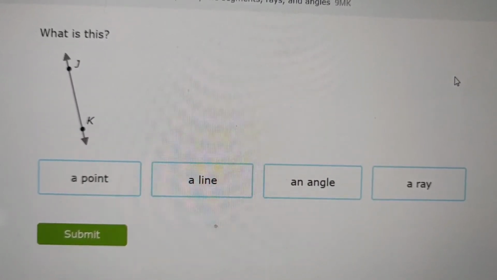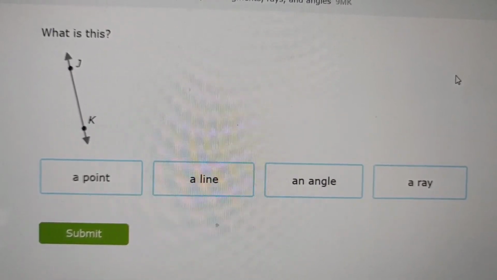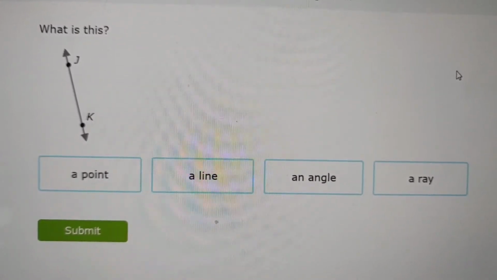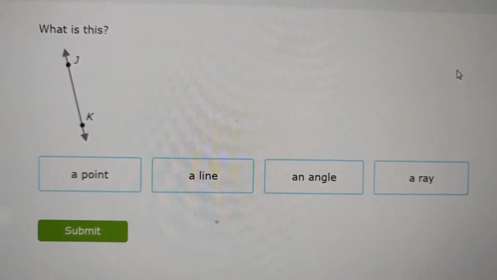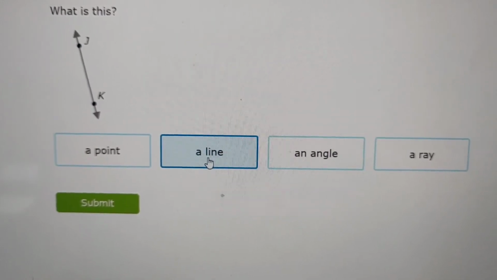And so when we have something like this, a figure that goes in both directions forever and ever, and it's straight like this, it's a line. It's not an angle because we don't have two rays starting at the same point. And it's not a ray because it doesn't start at one point and go in only one direction forever and ever. So this is a line.